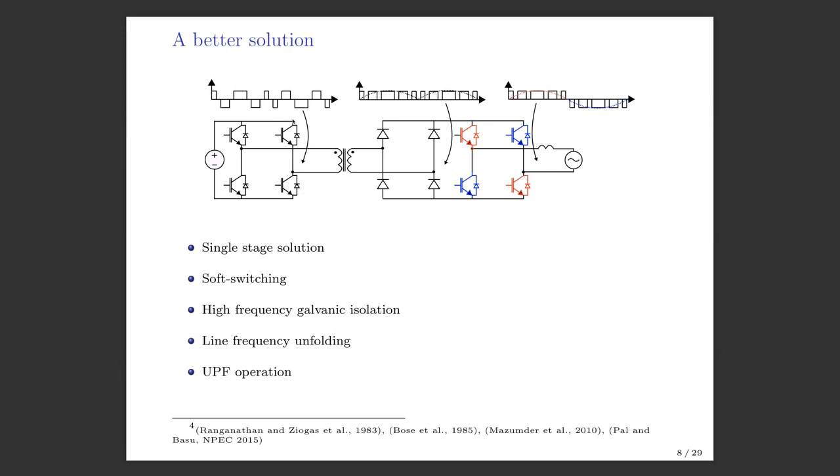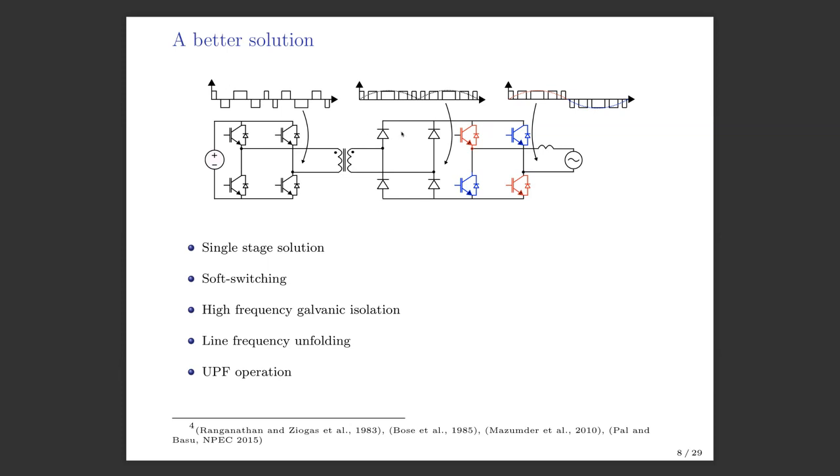And also in this bridge, you can still get soft switching as we have seen in the phase shift full bridge converter. And in this diode bridge, if you use good diodes, there is no reverse recovery. So there will be no switching losses here. But of course, there will be conduction losses.